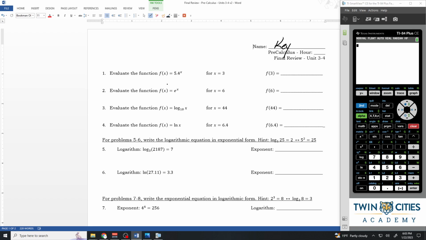This is basically just asking you, do you know how to use your calculator? So f of x equals 5.4 to the x for x equals 3. This is saying plug into your calculator 5.4 to the power of 3. So this is 157.464.